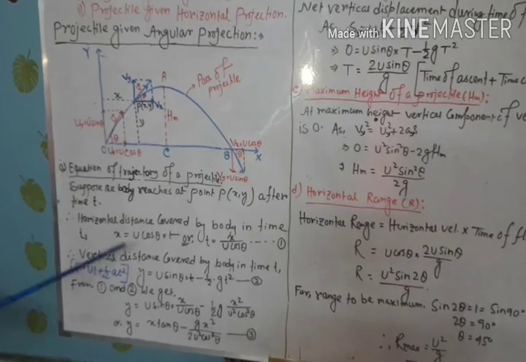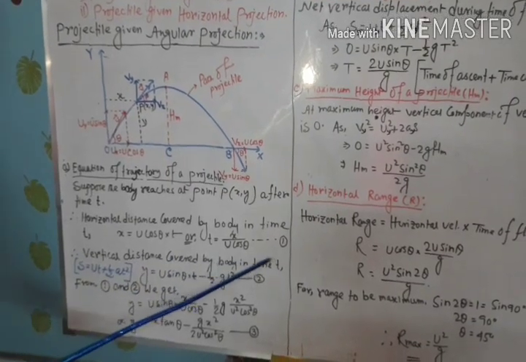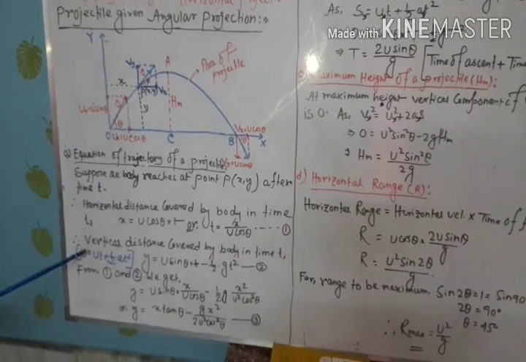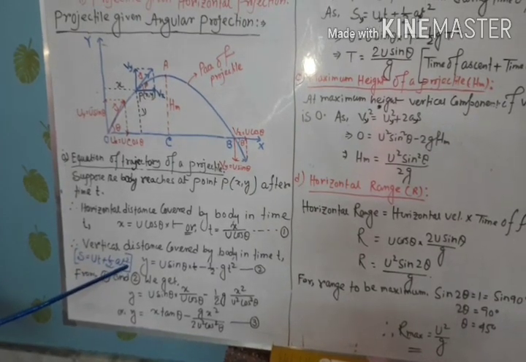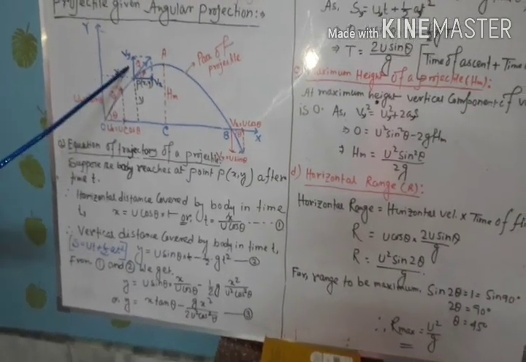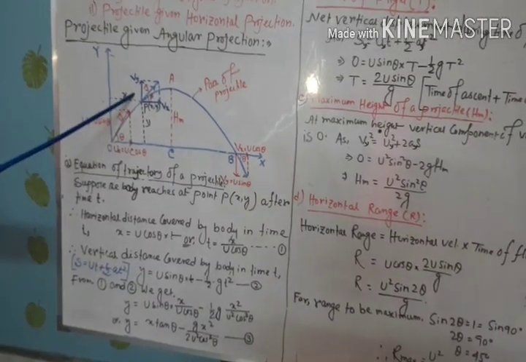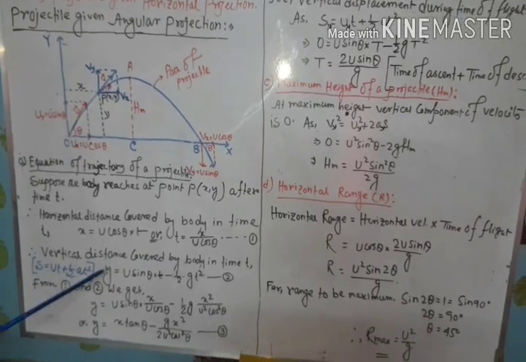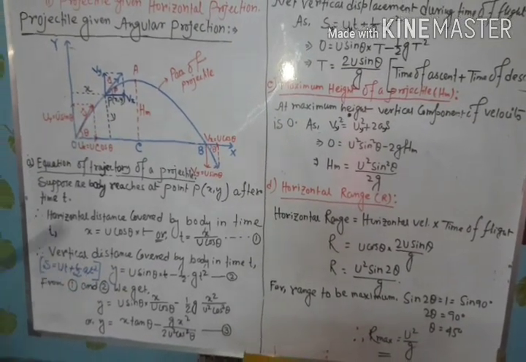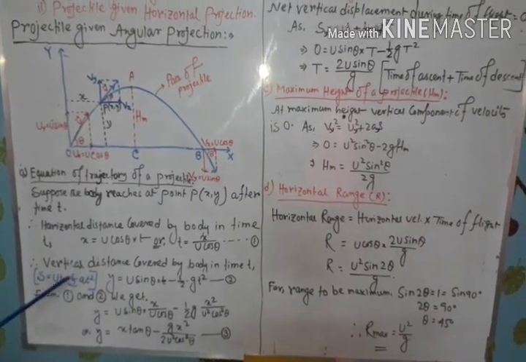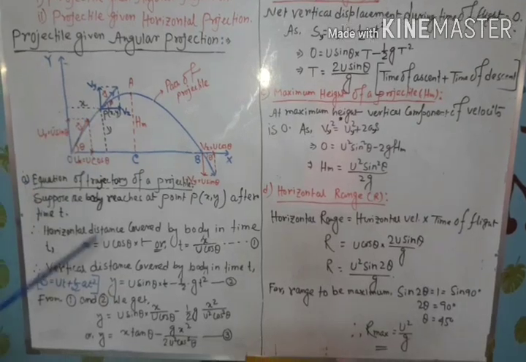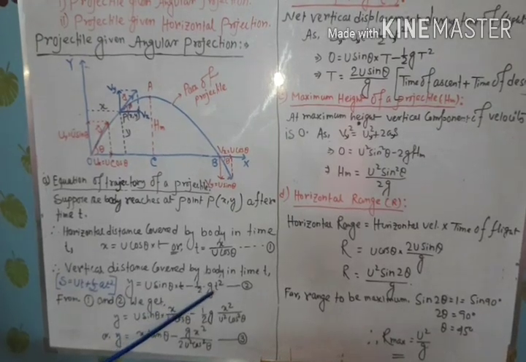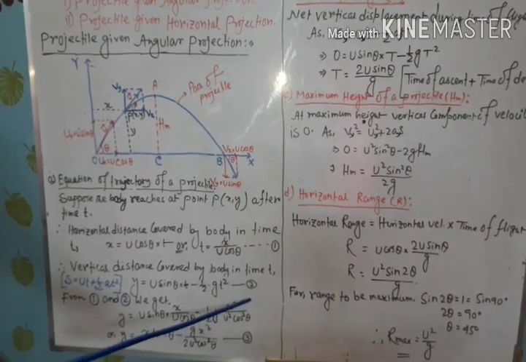Now the vertical distance covered by the body in time t. To know the vertical distance, we use the equation s equals ut plus half at square from the point O to P. From O to P, the object is moving vertically upward. So in place of s we write y, in place of u we write u sin theta, and time is t. As the object is moving upward, in place of a we write minus g. That's why this plus becomes minus: y equals u sin theta t minus half g t square. This is our equation number 2.